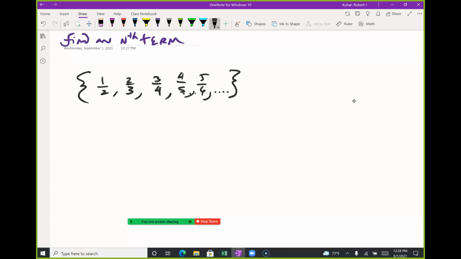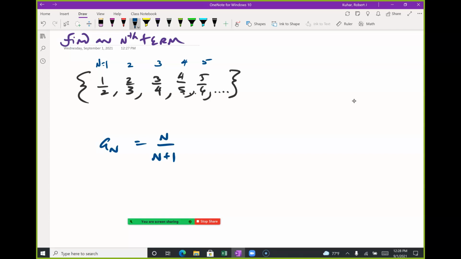But how can I describe this in general as n? So remember, this is n equals 1. This is n equals 2. This is n equals 3. This is n equals 4. This is n equals 5. What do you think here? Well, do you recognize? n over n plus 1. Yes, a sub n is n over n plus 1.